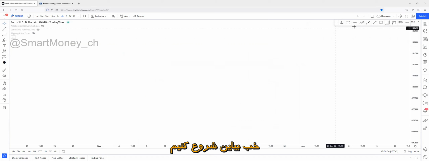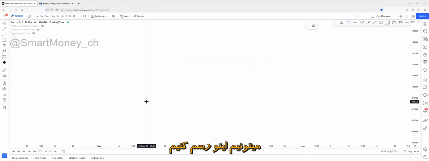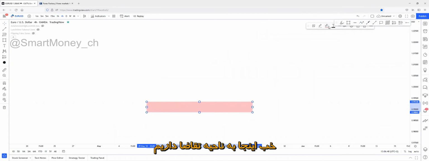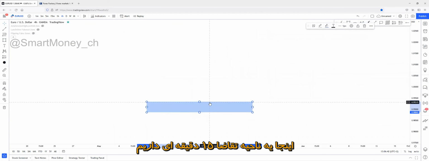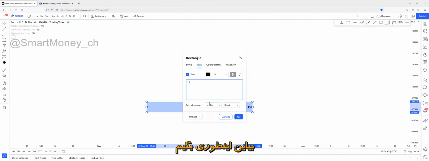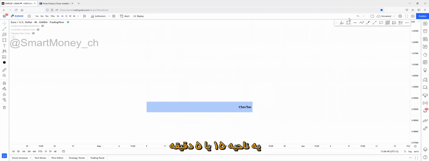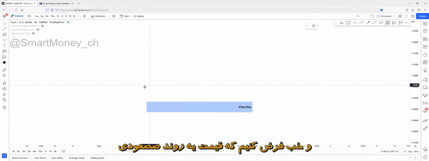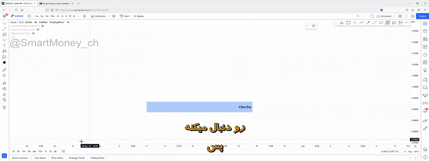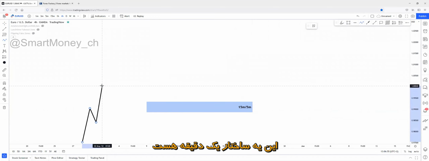Okay, and let's just start with the drawing. Let's see a pattern for a demand reversal. So around here, there's a 15-minute demand zone, or let's just stick with a 15-minute / 5-minute demand zone. That's a 15-minute / 5-minute demand zone. And let's say price is following a bullish pattern. Okay, so this is the 1-minute structure.